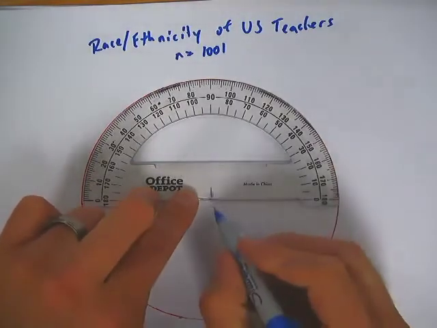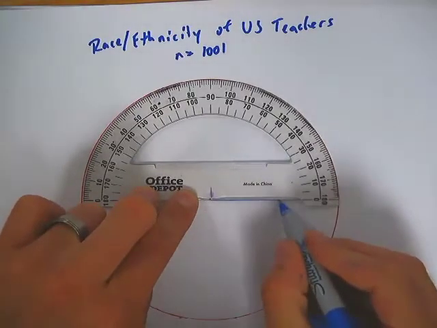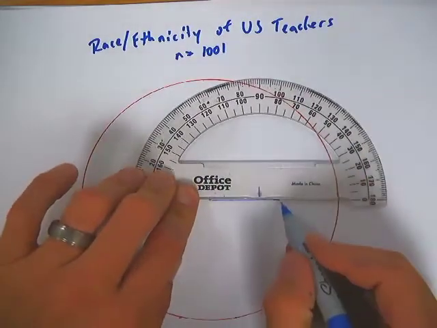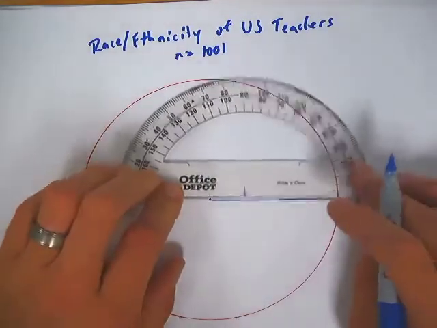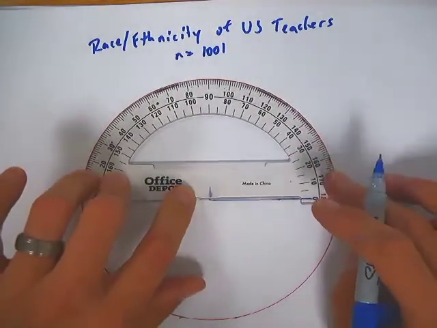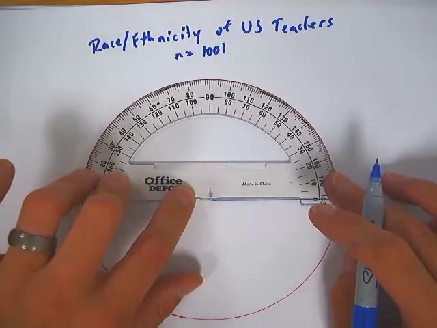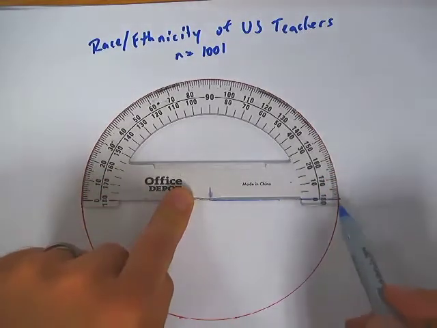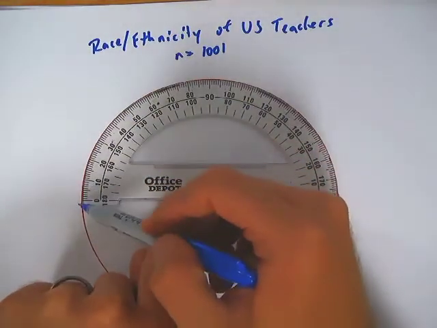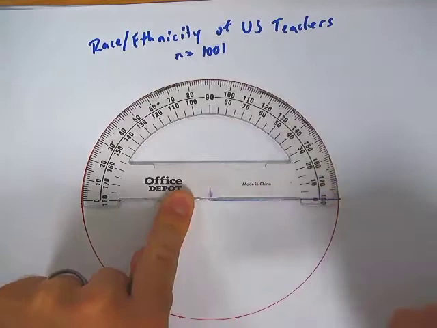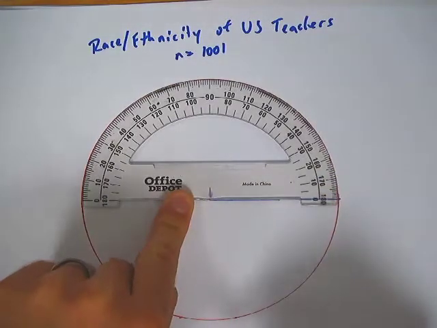What I'm always going to do is start with this reference line. I'm going to go straight out across, and this represents 0 degrees. My first angle needs to be 270 degrees. So I need to go all the way around, so that would represent 180 degrees. Now I need to go an additional 90 degrees to get to 270.